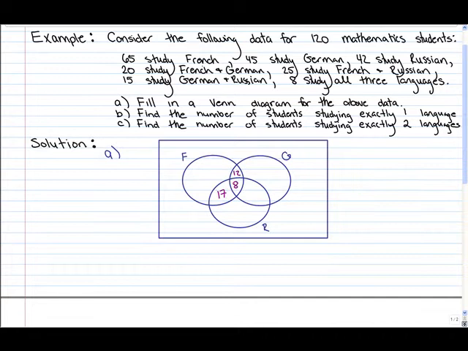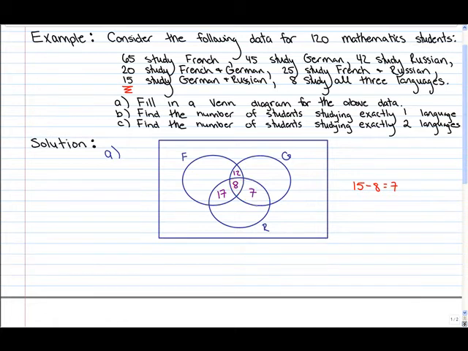And so finally, this section right here that I'm shading is the students who study both German and Russian. Now there are a total of 15 students who study German and Russian. So this entire shaded region should work out to 15. And so 15 minus the 8 that study all three gives us 7. And so 7 should go into this blank right here. Now again, 7 plus 8 gives us 15, and that's how many people study both German and Russian.